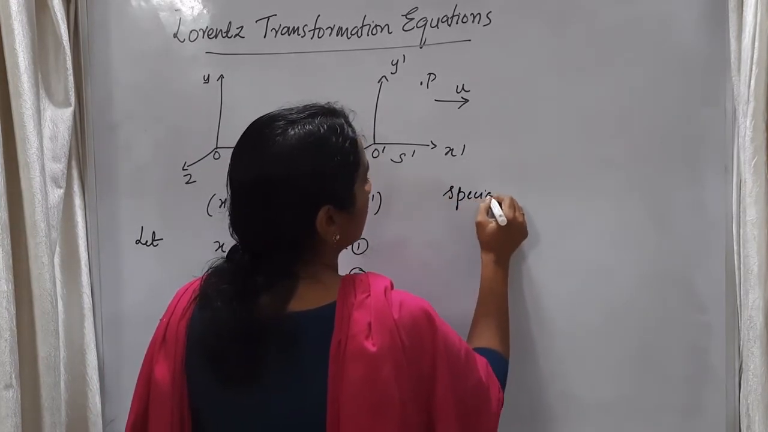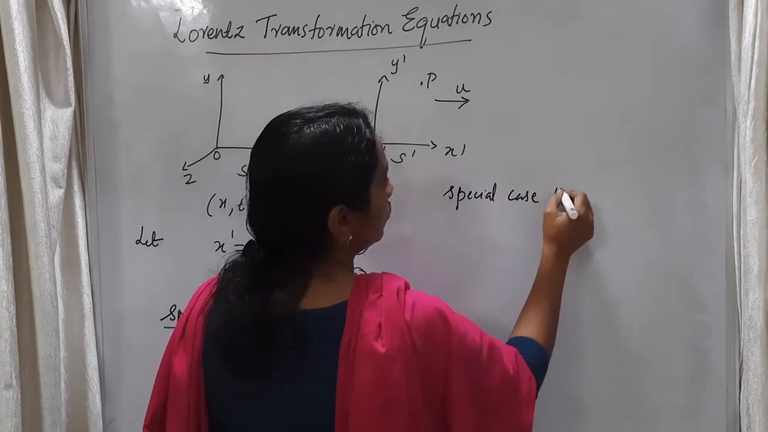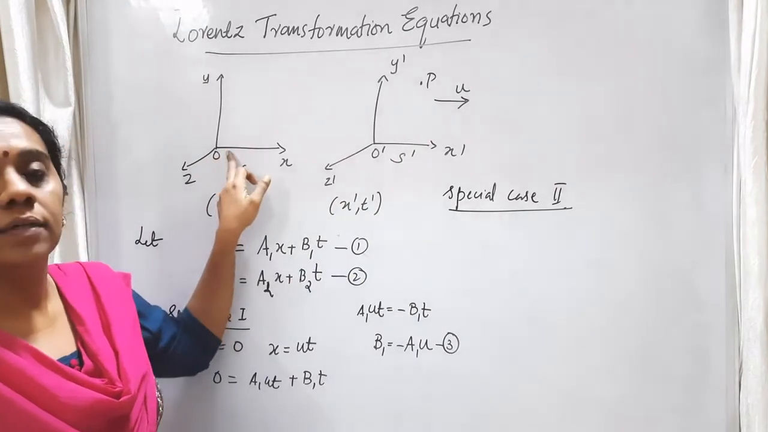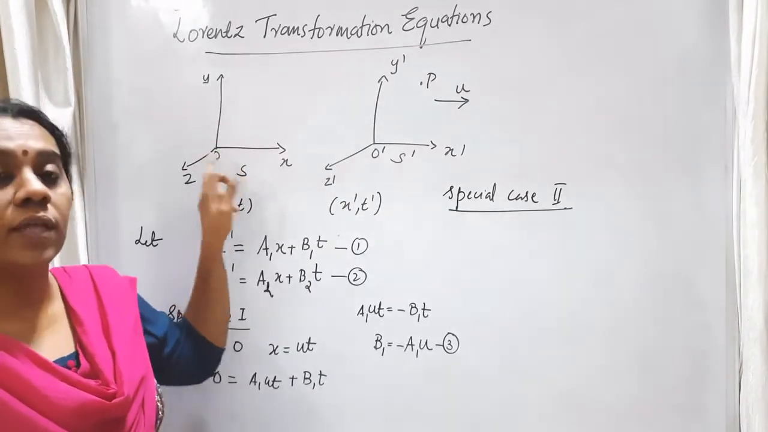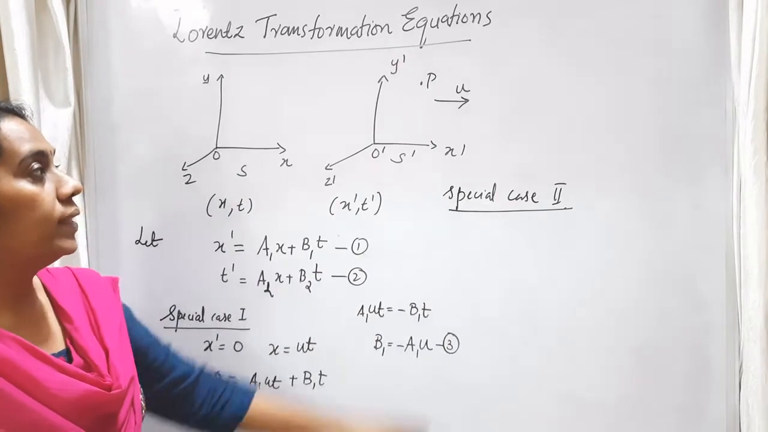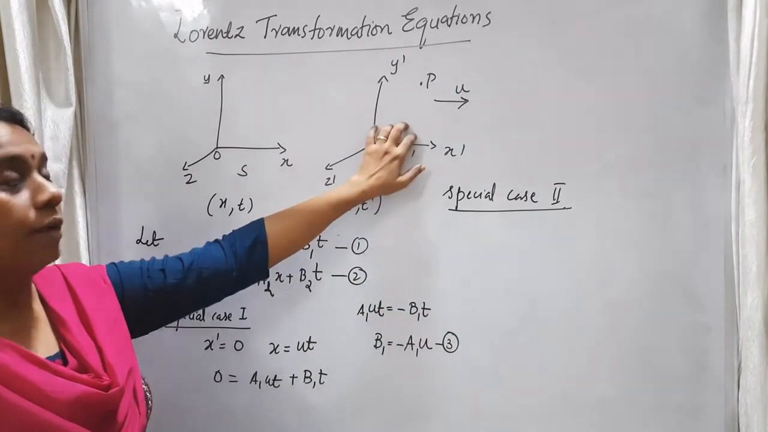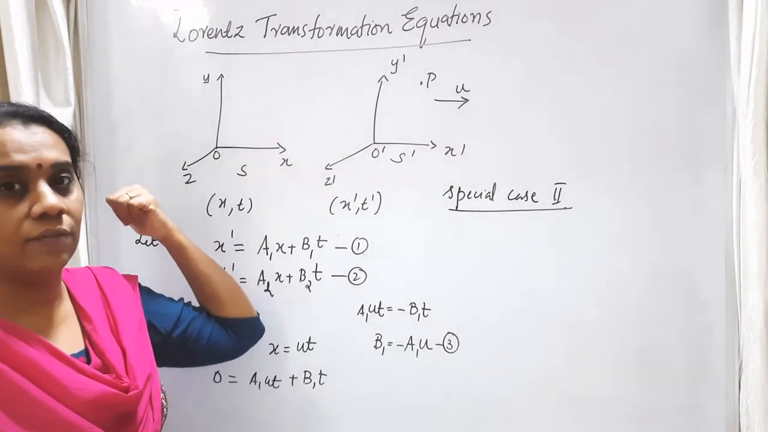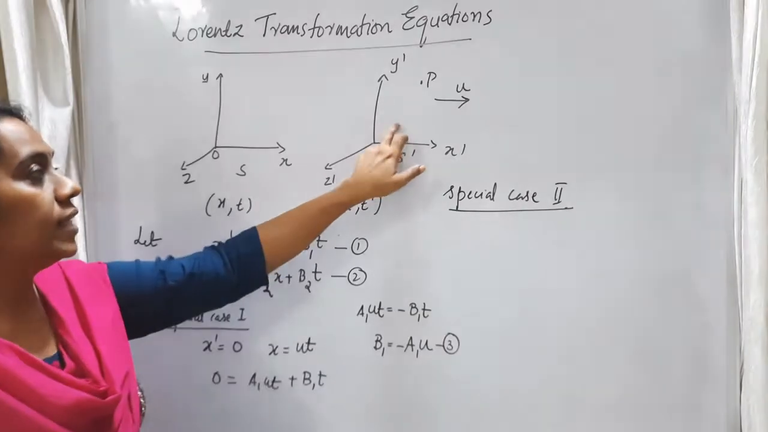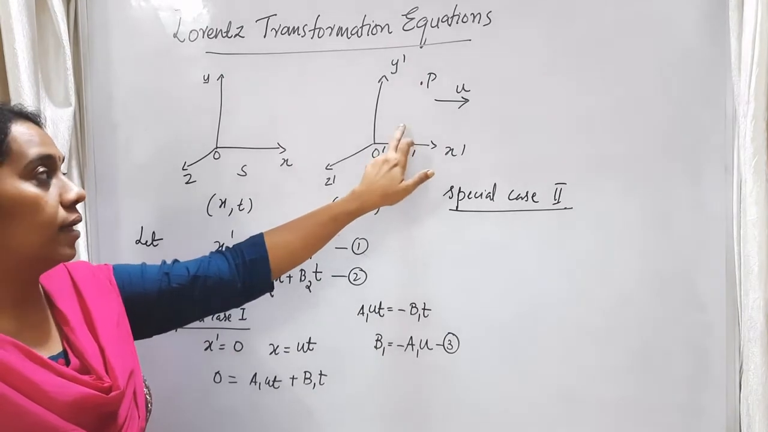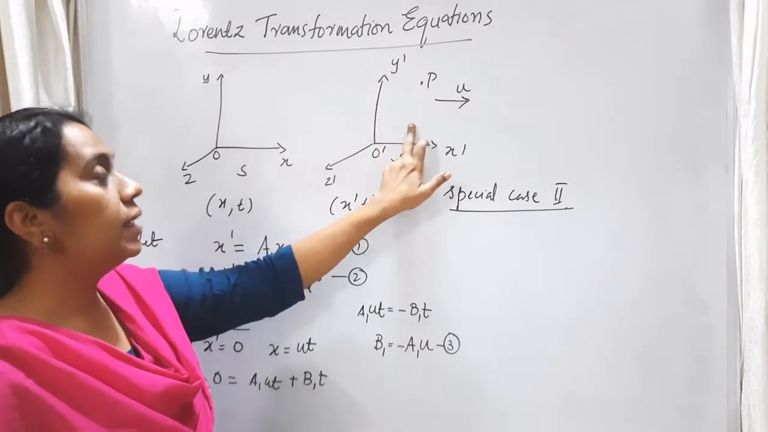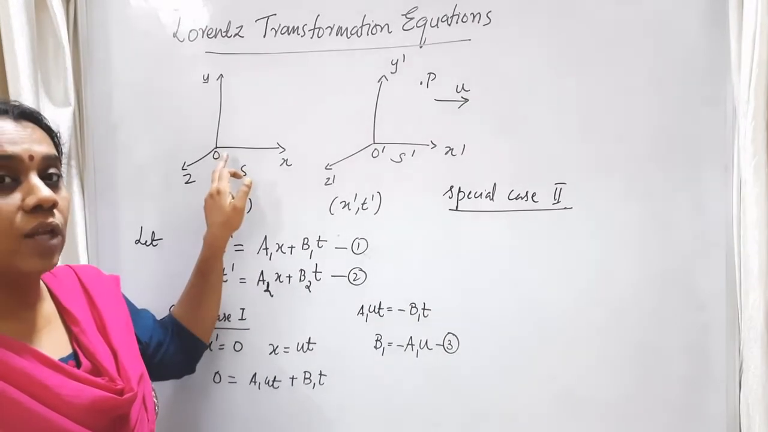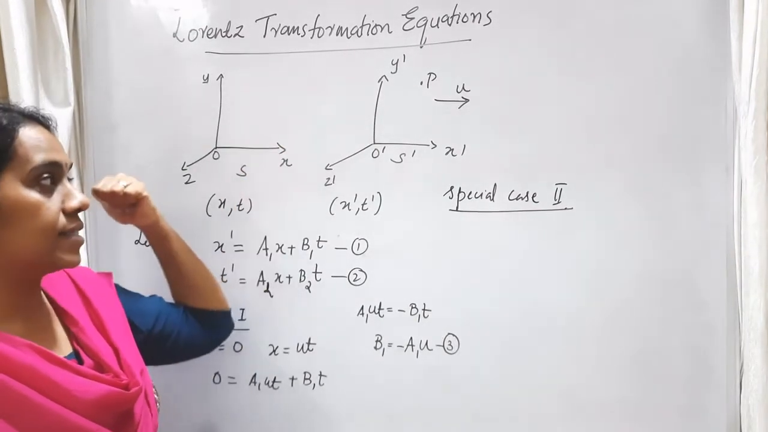Special case 2. Let us consider that this object is at the origin of the S frame. So with respect to S dash frame, you can say that this is moving with a velocity u in the negative x direction. Okay, so with respect to S dash frame, the observer feels that this object is moving with the velocity u in the negative x direction.